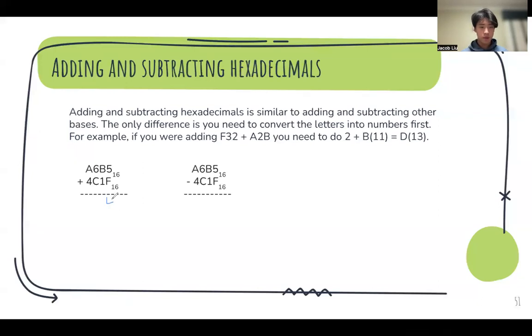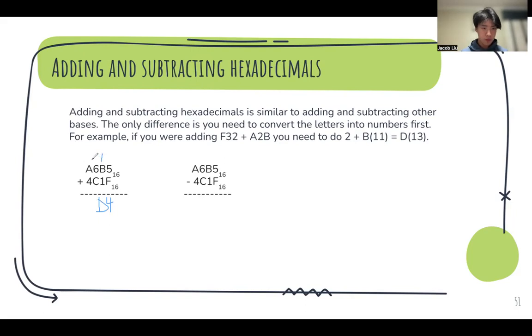So you put the 4 here, the 1 here. Now 1 plus B plus 1, so B, C, and then plus 1 again is D. You put D here. Now 6 plus C, you simply count, right? So C, D, E, F, G. Oh, sorry, there's no G. C, D, E, F, 10, 11, 12.